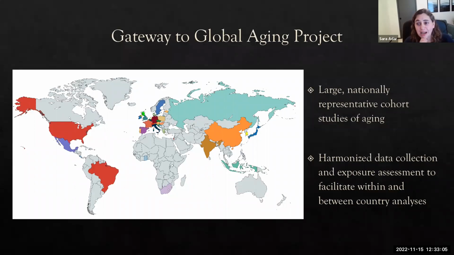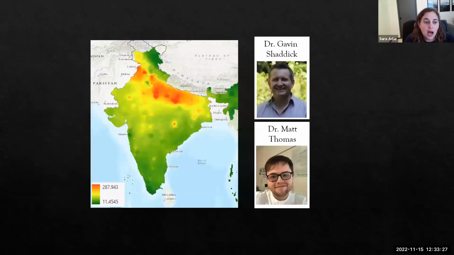From the air pollution side, it represents harmonization across 8 different nations, each of which have nationally representative cohorts of aging that have been harmonized, which is super cool because their outcomes have all been harmonized. So we can really understand we're getting similar information in these different locations. We also have been harmonizing our exposure assessment. And so we teamed up with Dr. Gavin Shaddick and his former student, Matt Thomas, who really are the folks who developed the estimates of air pollution for the whole world that are used in the Global Burden of Disease Project by the WHO.